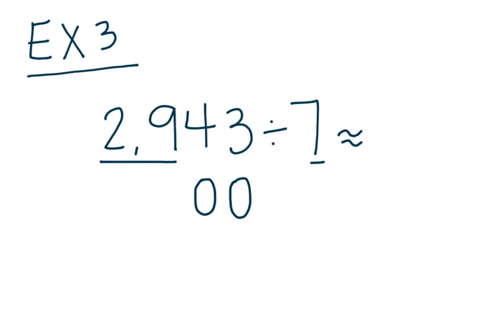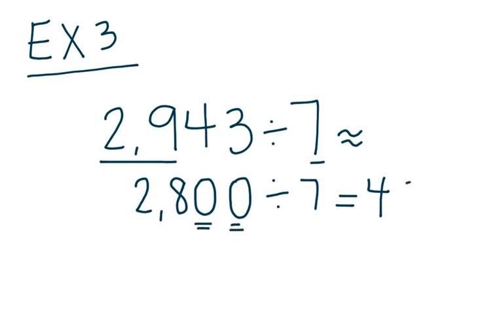So 29 is close to 28. The reason why I chose 28 is because it's divisible by 7. Divisible, as you've heard before, is just another way of saying it can be divided by. So 28 is divisible by 7, and in fact, 28 divided by 7 is 4. I have 2 zeros in my dividend, so I'm going to have 2 zeros in my quotient. So 2,943 is about 400.